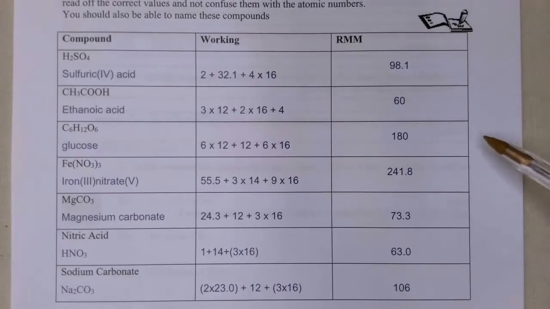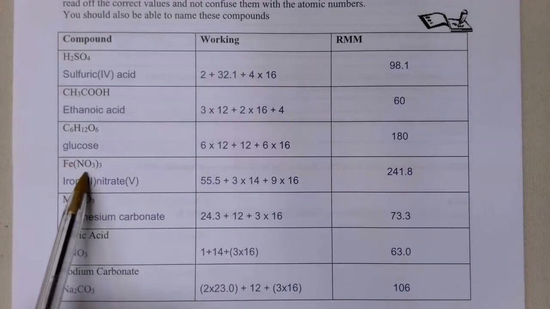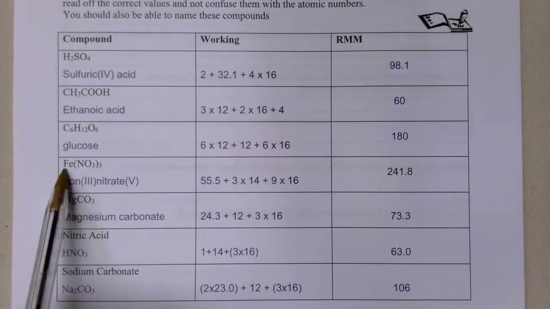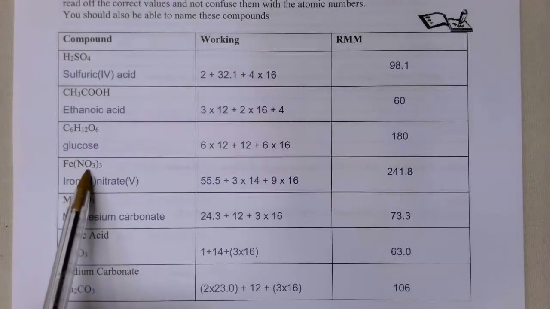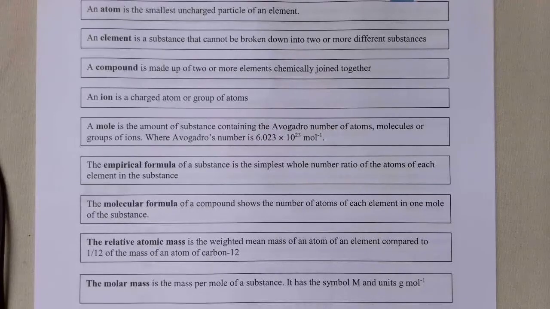And then we've worked out the rest of those on page 1. So you just need to be careful where you've got the numbers inside the brackets and the numbers outside the brackets. So here, for example, I've got 1 iron, I've got 3 nitrogens, but I've got 9 oxygens because I've got 3 lots of NO3. And you're going to practice more of these in class. And there on page 2 of your notes, we've got our definitions, and it's important that you know what those definitions are and are able to repeat them in the exam.